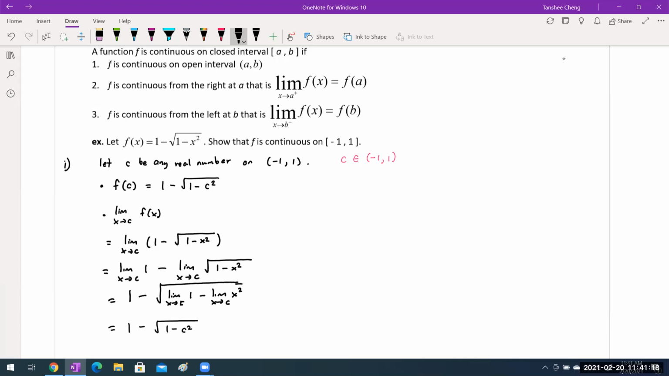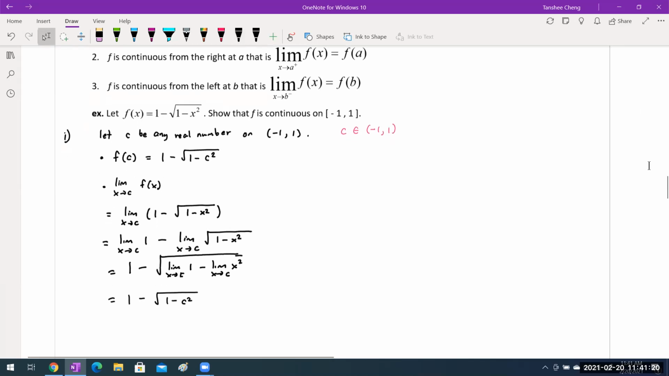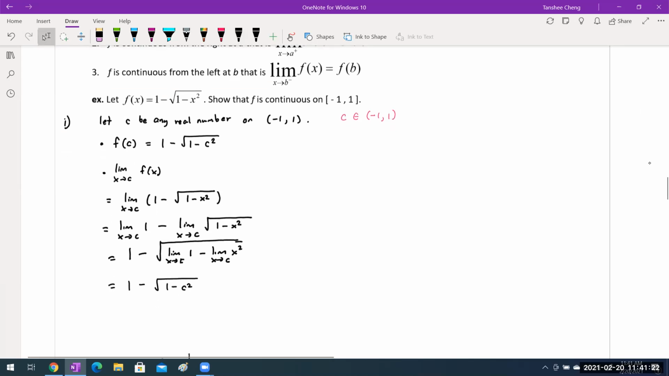So from here, what we see is that the limit and the function value are the same. So we know that the function value is equal to the limit as x approaches C of the function. Therefore, by definition, f is continuous on the open interval from -1 to 1. So we proved the first part already, proving continuity on an open interval.